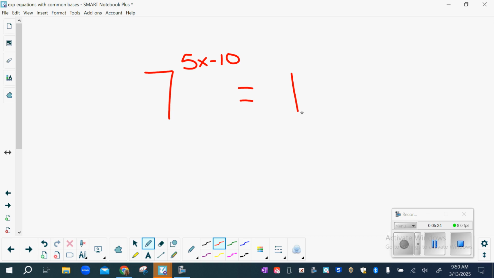How can I change any number in the entire world into the number 1? Any number. Use the 0. Make it 7 to the 0 power. See where I messed up on putting that there? So anytime I see a 1, it's like a little chameleon. It can change into anything. It's like a little shapeshifter.